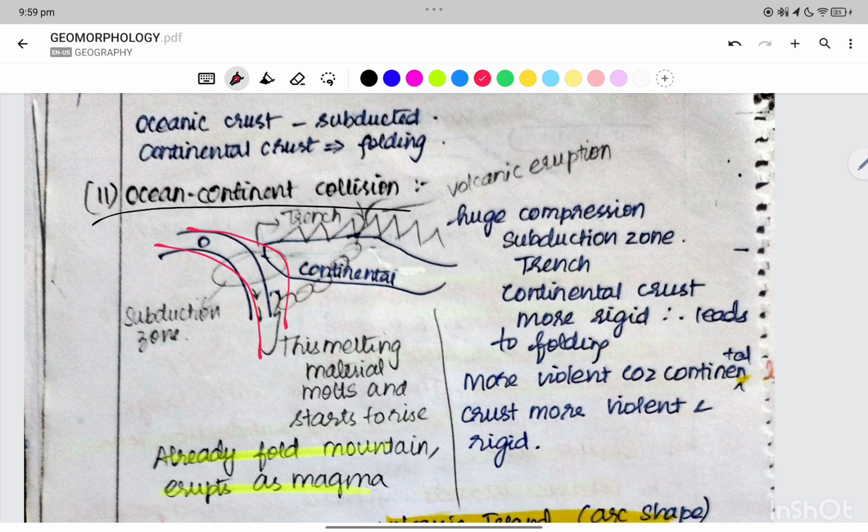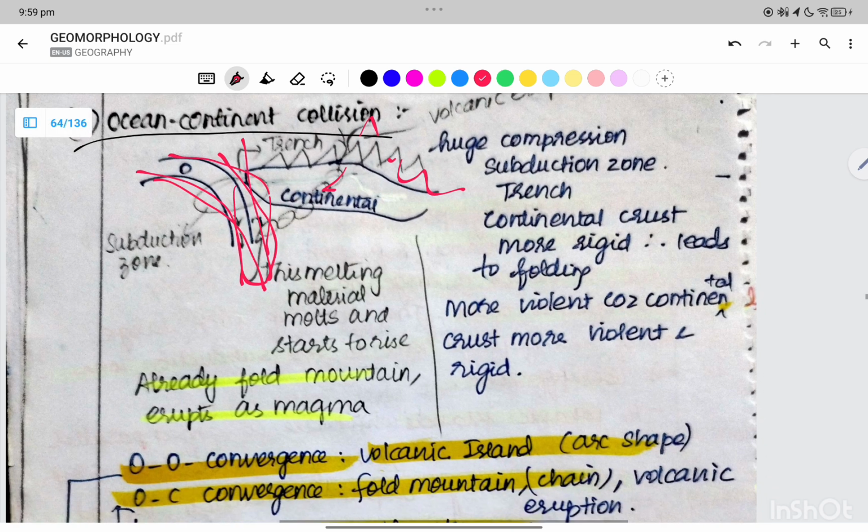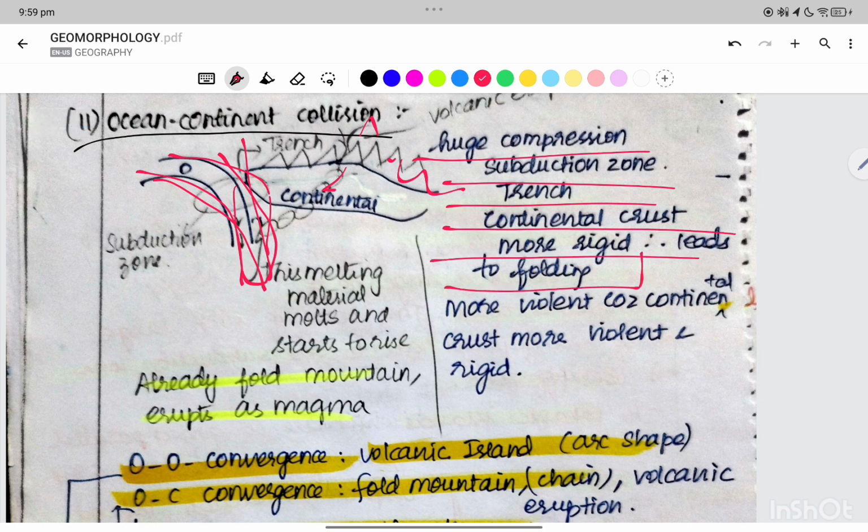The oceanic plate is the denser plate, so it is going to converge, and here the plate is going to melt in the asthenosphere and come out in the form of magma and volcanic eruption over here. It results in the formation of the trench, right? Huge compression, subduction zone, trench. Continental crust is more rigid, it leads to folding of the continental crust.